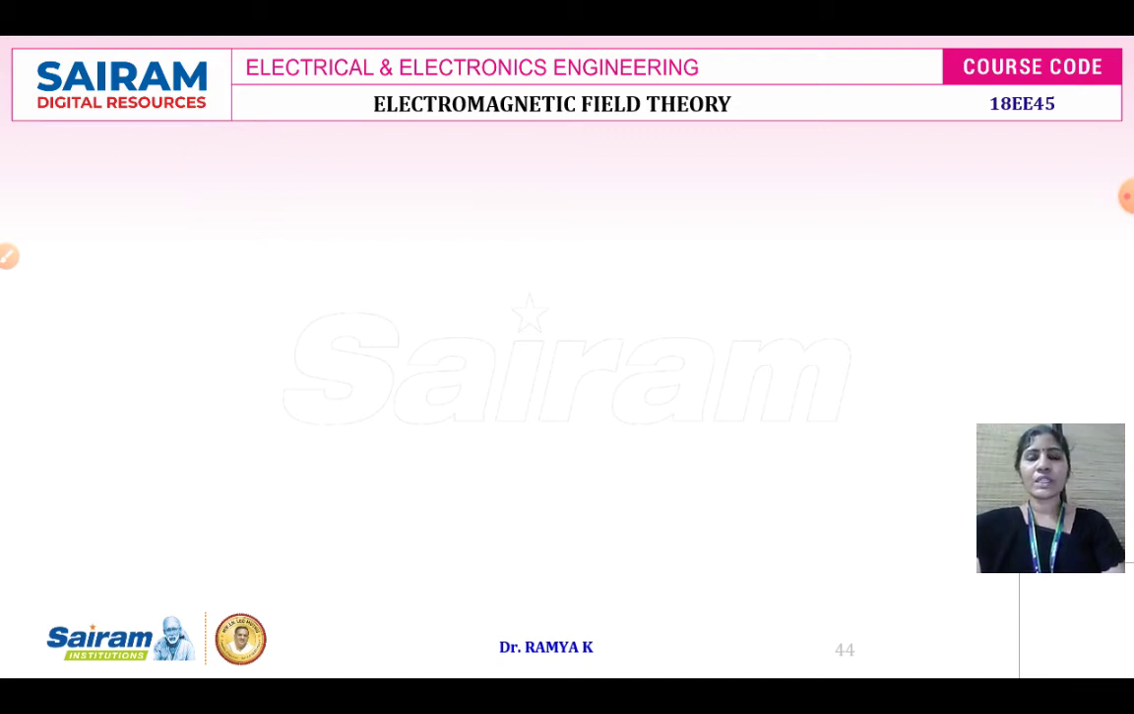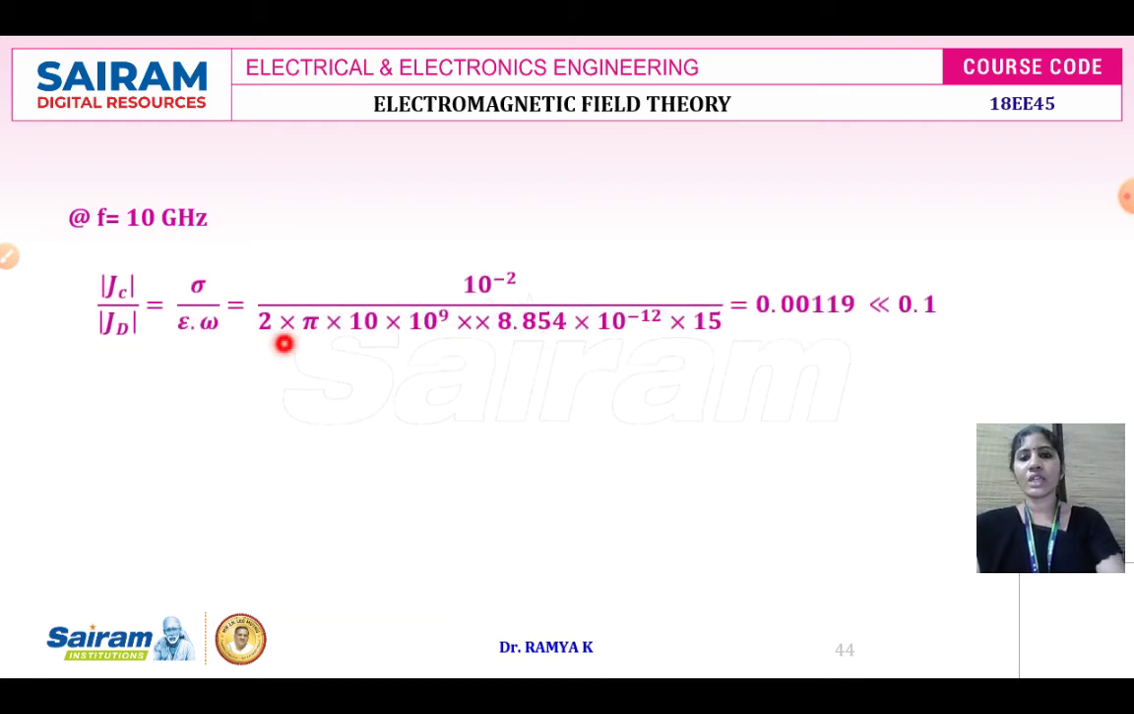The next frequency is in gigahertz. Giga means 10 to the power of 9. When you substitute f is equal to 10 gigahertz in the loss tangent formula, we get the answer 0.00119, which is very much less than 0.1. Therefore at f is equal to 10 gigahertz, the given soil acts like a dielectric medium. So using the loss tangent, you should identify whether the given medium is acting as a good conductor or a good dielectric medium.